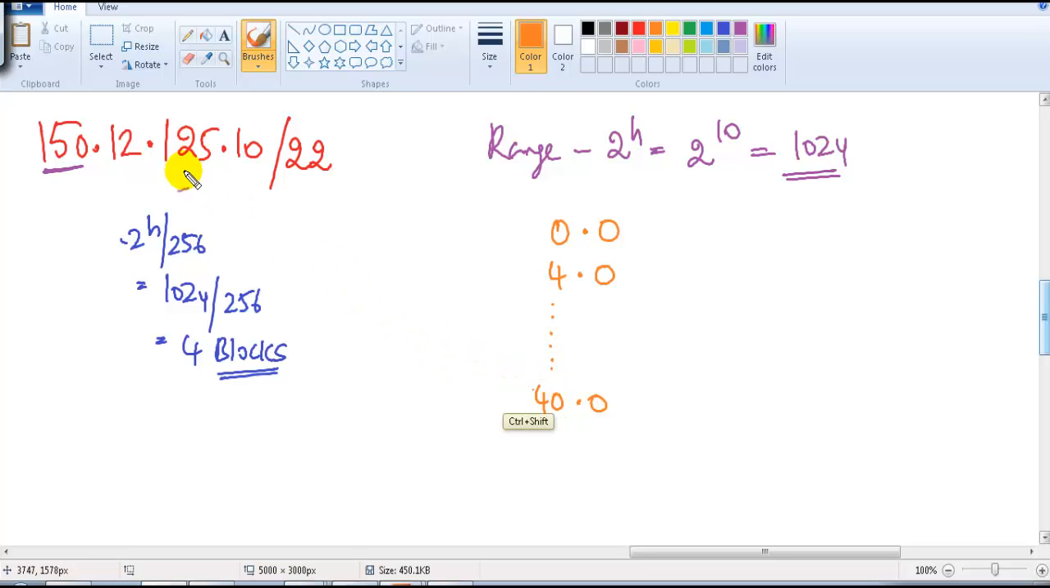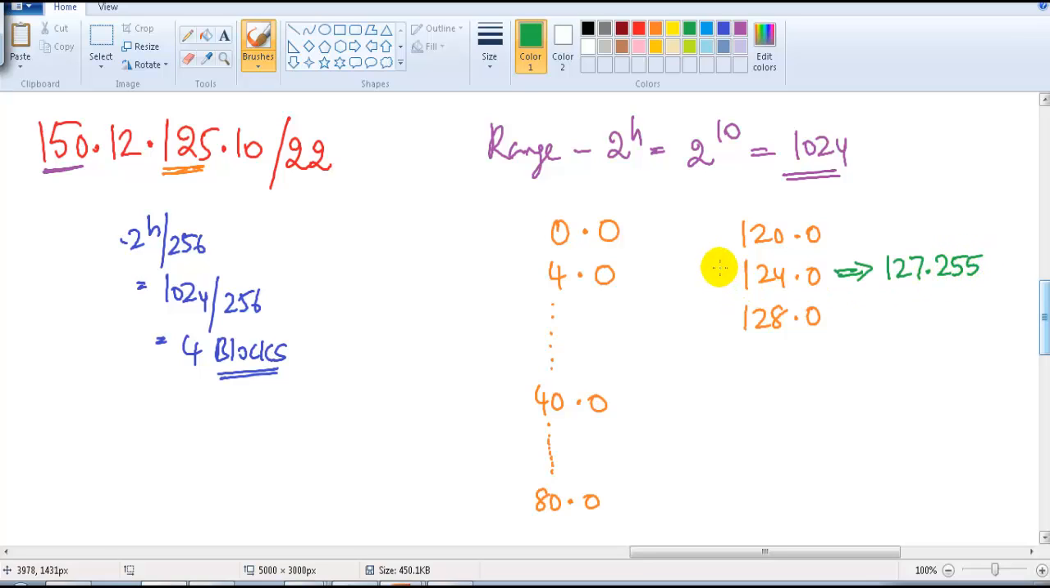It is very long and we need to reach 125, so we can skip some addresses. I can write plus 4, plus 4, up to 80.0, and then similarly 120.0, the nearest multiple of 4. Now we write 124.0 and then 128.0. To reach 125, the range will be 124.0 to 127.255. In this range my address is going to come, because of the size.